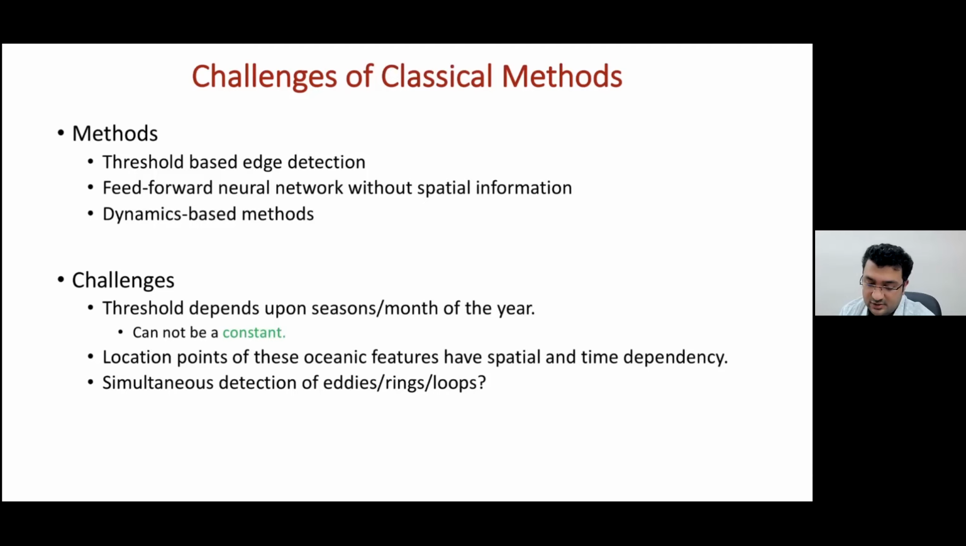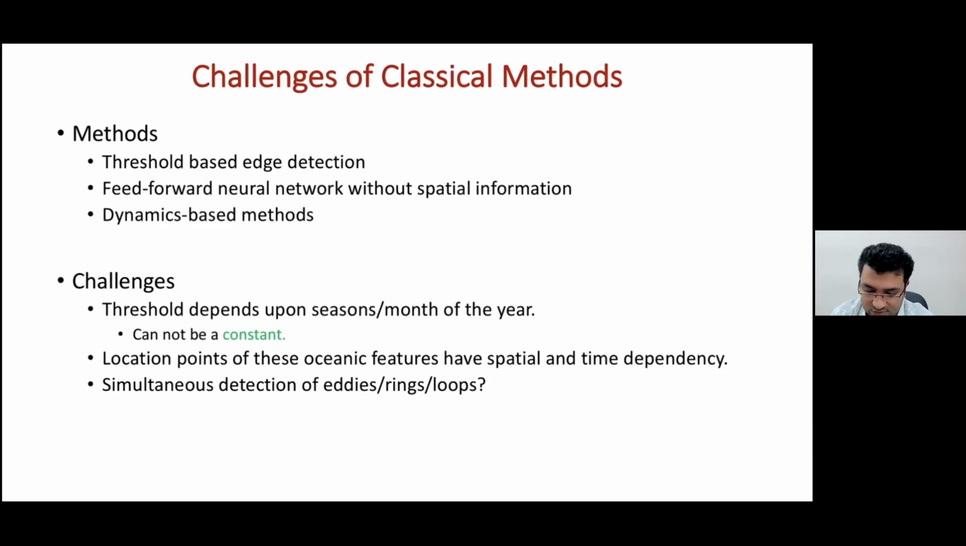The location of points of these oceanic features have spatial temporal dependency, they're intermittent features. And none of the ANN based techniques, the neural network based techniques, were able to simultaneously detect these eddies and rings and the loops, right? So it was not possible to do that.